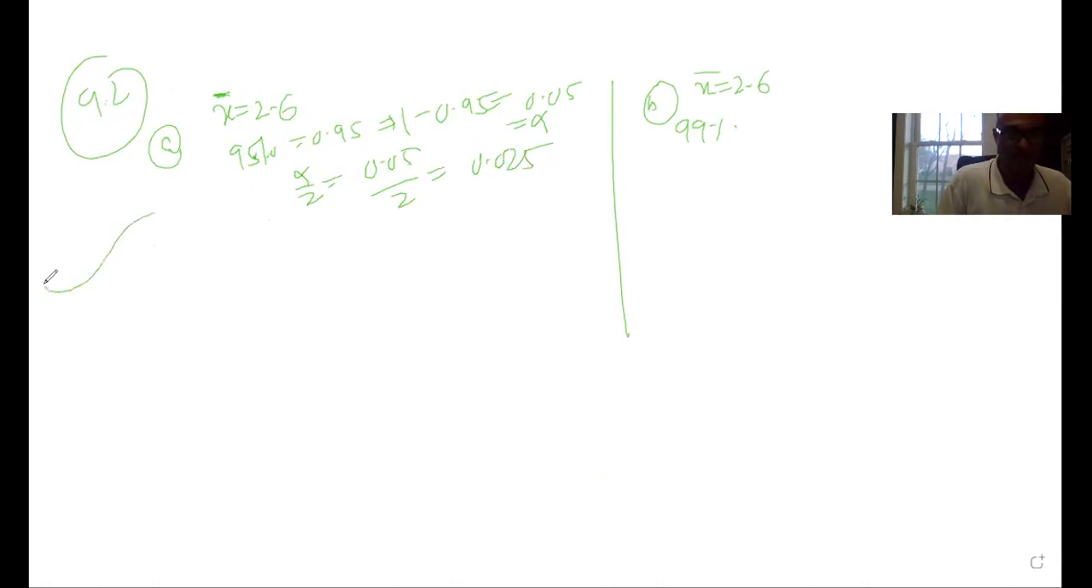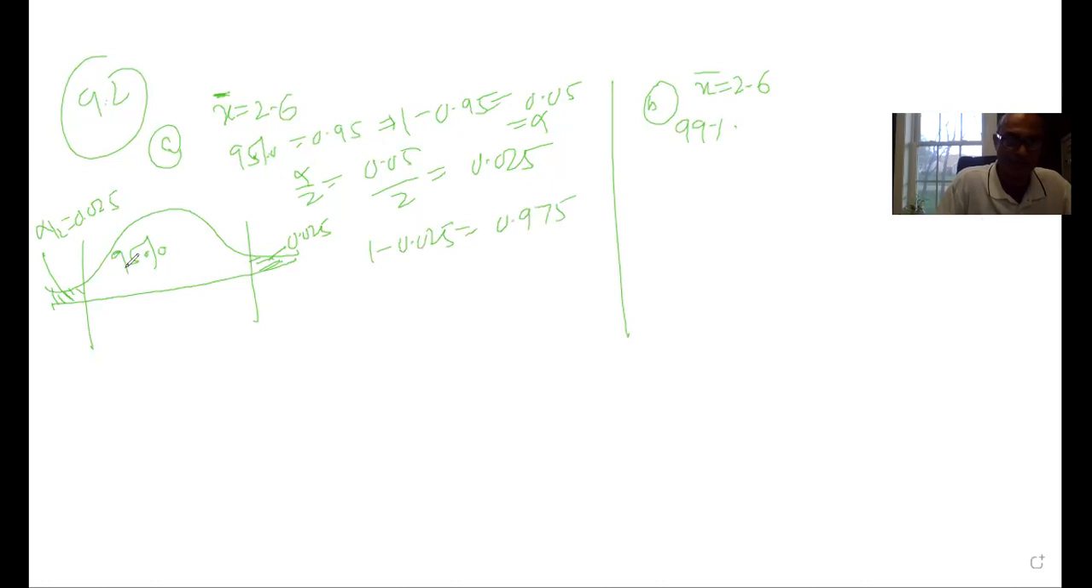Again, let me draw the picture for you. This region is alpha by 2, and this region is alpha by 2. So alpha by 2 is equal to 0.025, and this is 0.025, and this is my 95% interval. So what do we mean by this? 1 minus 0.025 is equal to 0.975. So this region is nothing but 0.975.